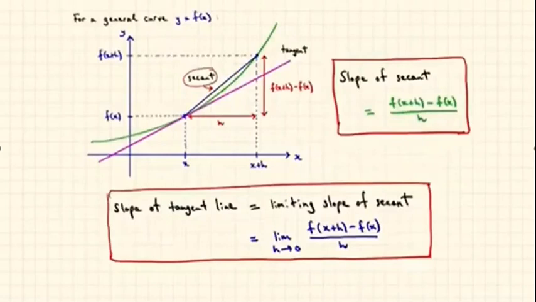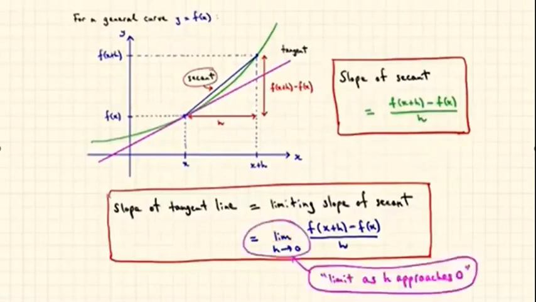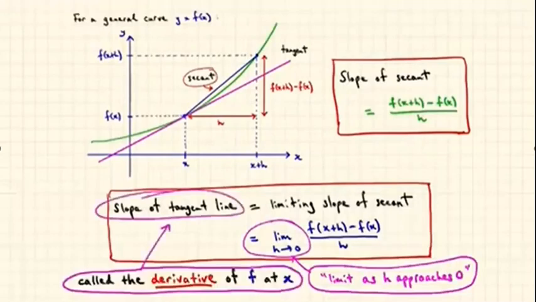And together with h arrow 0 beneath, the full result reads: the slope of the tangent line is the limit as h approaches 0 of f of x plus h minus f of x over h. Whatever this limit evaluates to, representing the slope of the tangent line, is called the derivative of f at x.